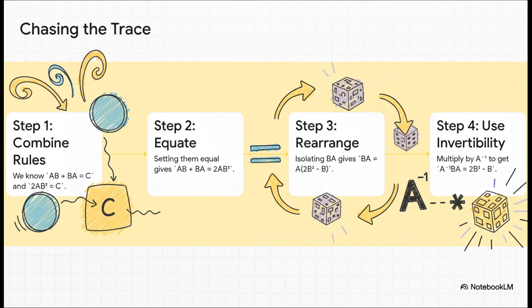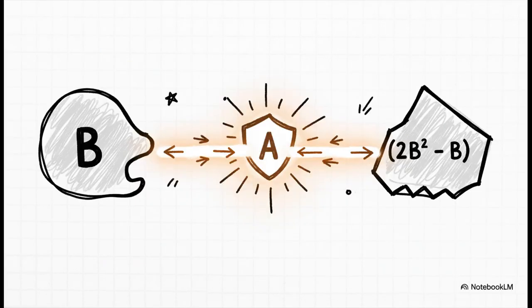A is invertible. So we can multiply both sides on the left by A inverse. And what does that give us? A inverse BA equals 2B squared minus B. And that right there, that's the smoking gun. Look at that equation. It perfectly matches the definition of similar matrices. We've just shown that B and this other weird matrix, 2B squared minus B, are officially similar.